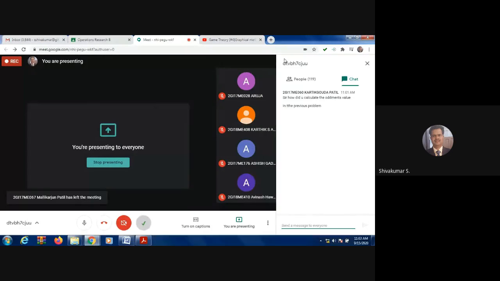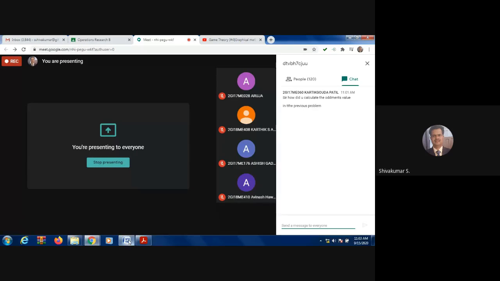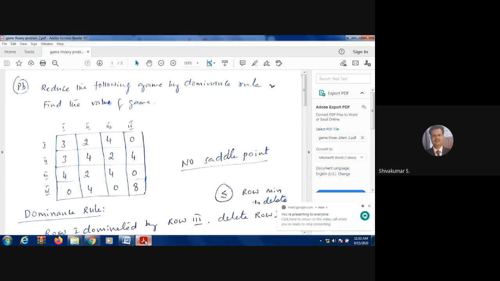Sir, how did you calculate the oddments value in the previous problem? Karthik Gowda Patil, right? Okay, Patil. What we'll do now, we'll do this problem now. We'll understand how to calculate oddments. I think you'll understand afterwards. So you have this matrix.